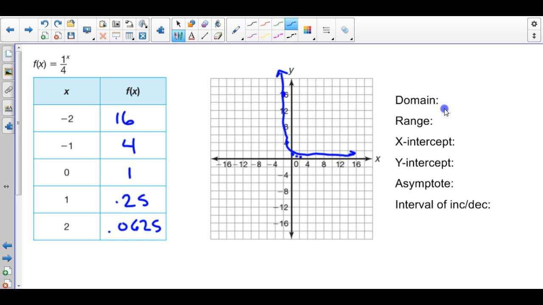So again, my domain is going to be all real numbers, which we can use this little notation here. If I make two lines like this and I make an R out of it, that's going to mean all real numbers. My range, again, we're looking at the y values here. Your y values are all above 0, so y is greater than 0. And the reason it's not greater than or equal to is because we cannot actually touch 0.